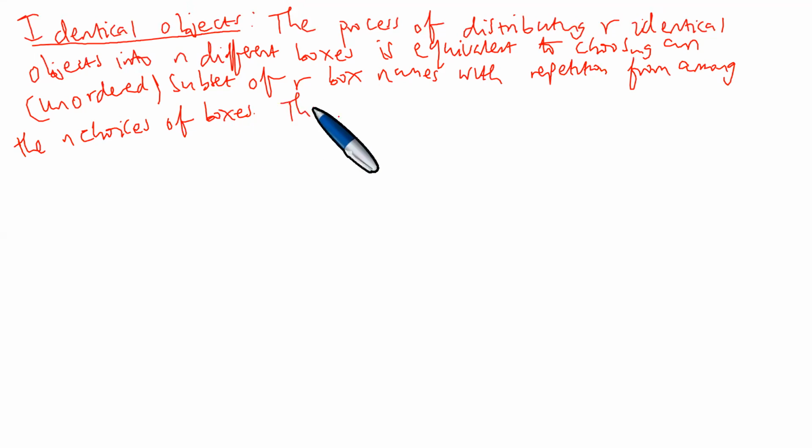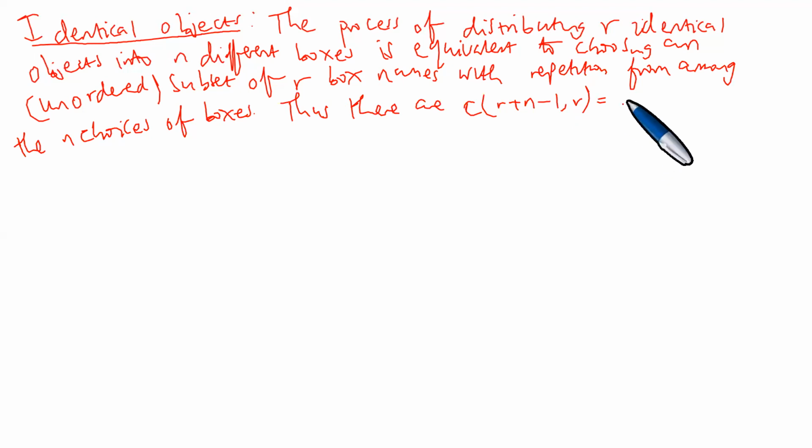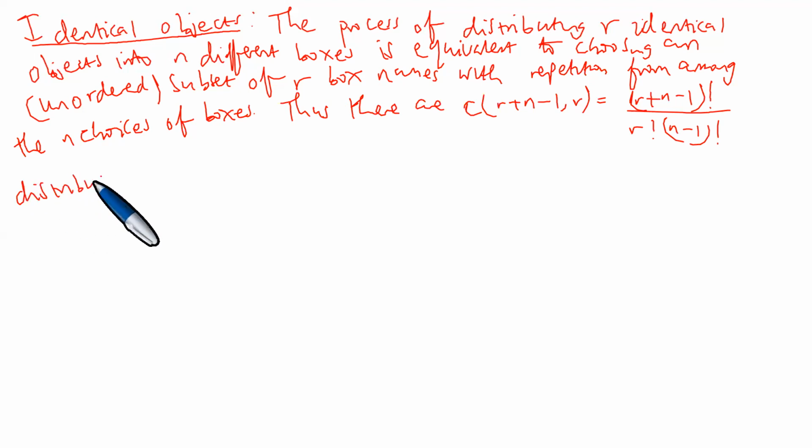Thus there are R plus n minus 1 choose R, which we can write like that. No worries about that. Choose the formula: R factorial times n minus 1 factorial. Distributions of the R identical objects. I want us to analyze this statement carefully.